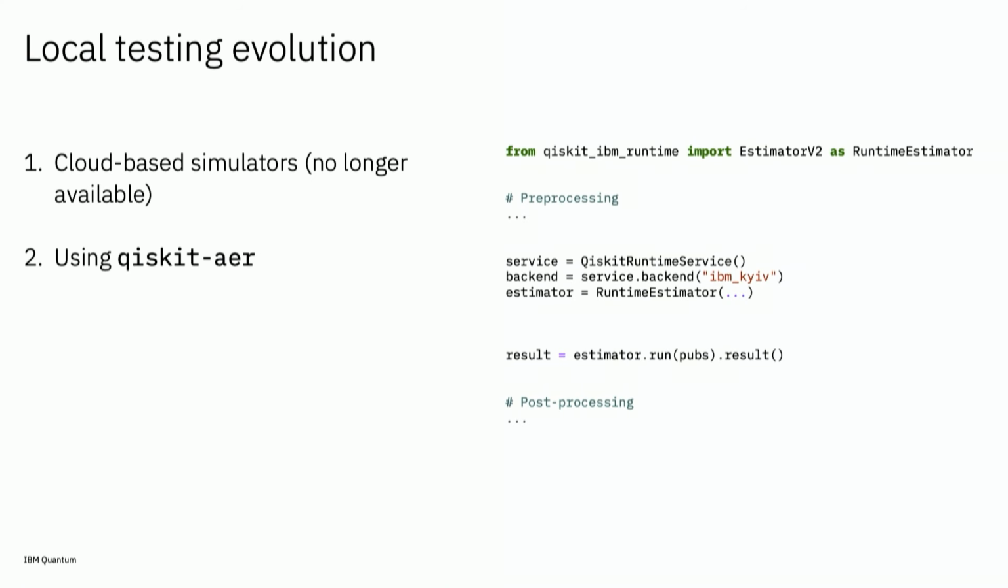Typically, a runtime workload looks like this. You first start by importing your primitive, in this case, the estimator V2, and then you do the pre-processing. Then you connect to the server, you authenticate, you decide on which backend you want to use, then you instantiate the estimator, and then you submit your pubs and wait until the results are back. And then you do some post-processing. And this is when you realize that you missed something in the pre-processing, or you forgot a step, and now it's too late. You have to resubmit your jobs.